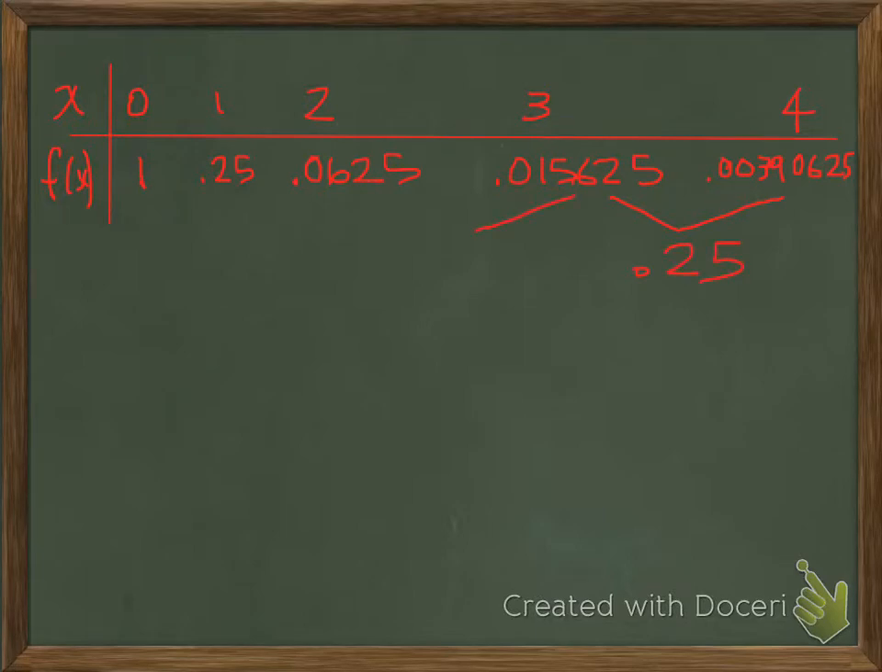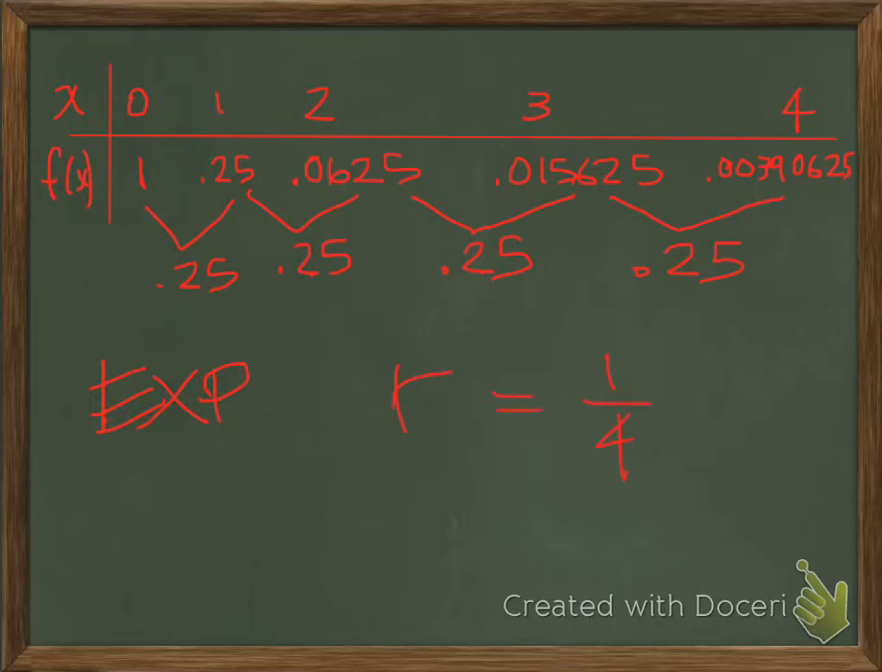And this guy, 0.015625, divided by 0.0625, also a quarter, and these two also a quarter, and these last two a quarter. So indeed, this one is exponential, and R is 1/4, or if you prefer, 0.25. So would this be a growth or a decay function?